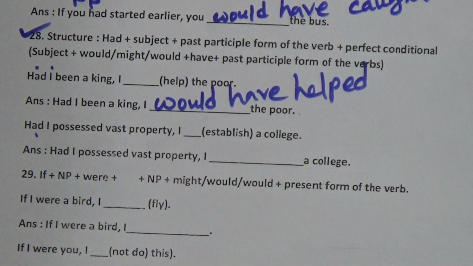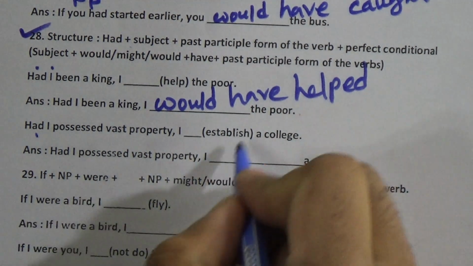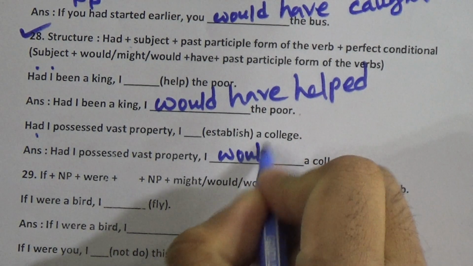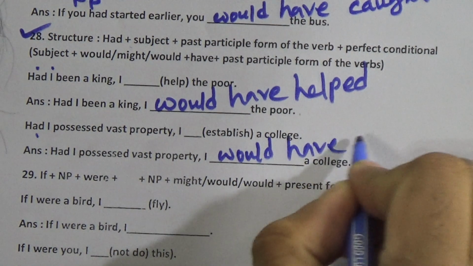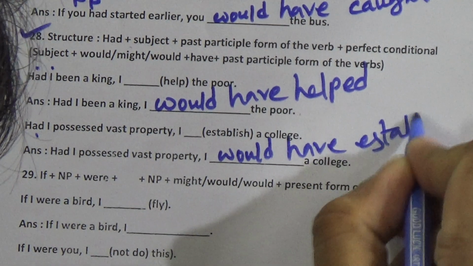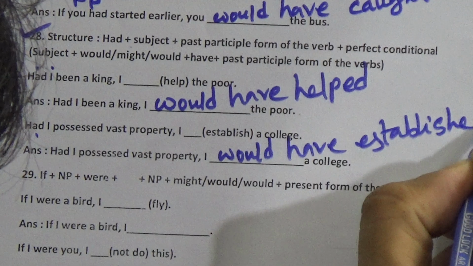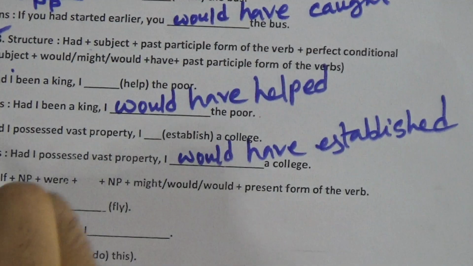Had I possessed vast property, I would have established a college. Next, rule 29.